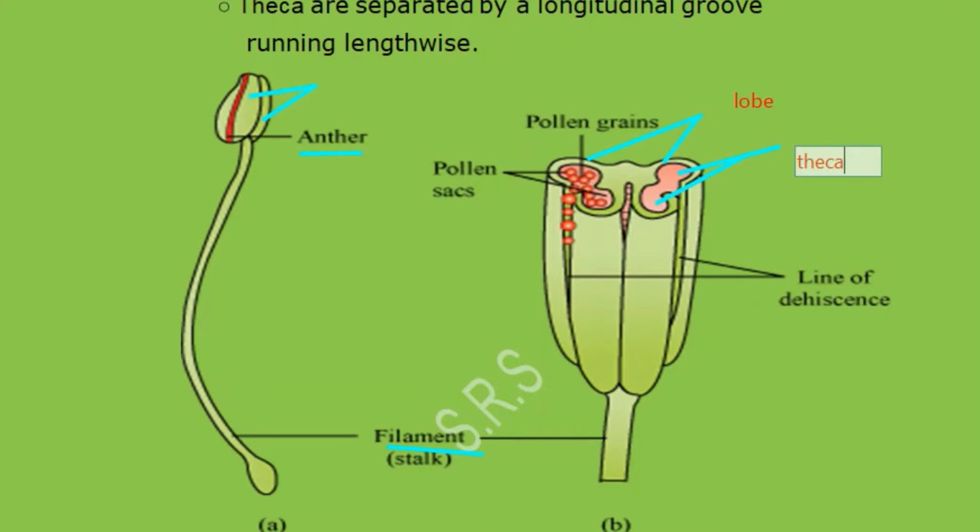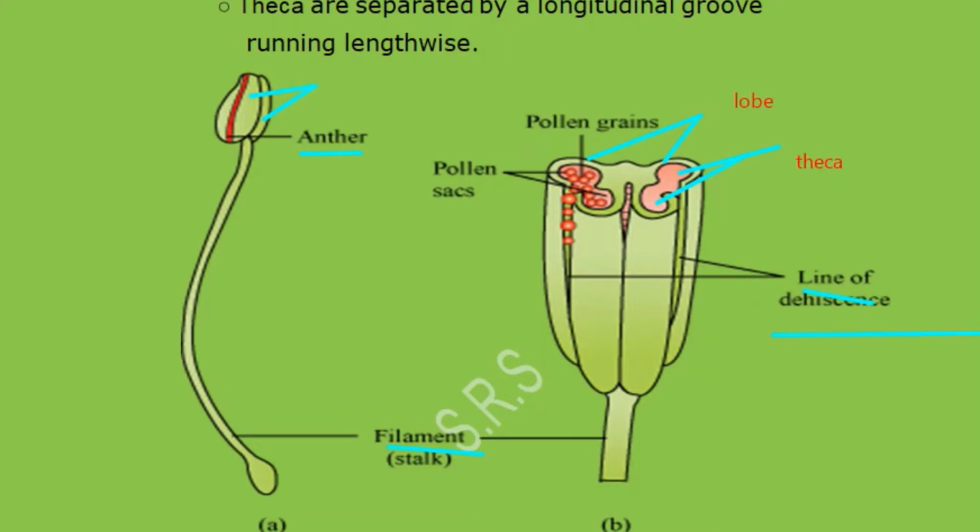Clear? Now the next is line of dehiscence. This is the line of dehiscence, the area from where pollen grains disperse. After maturation, when the pollen grains form here, these pollen grains disperse through this line of dehiscence.